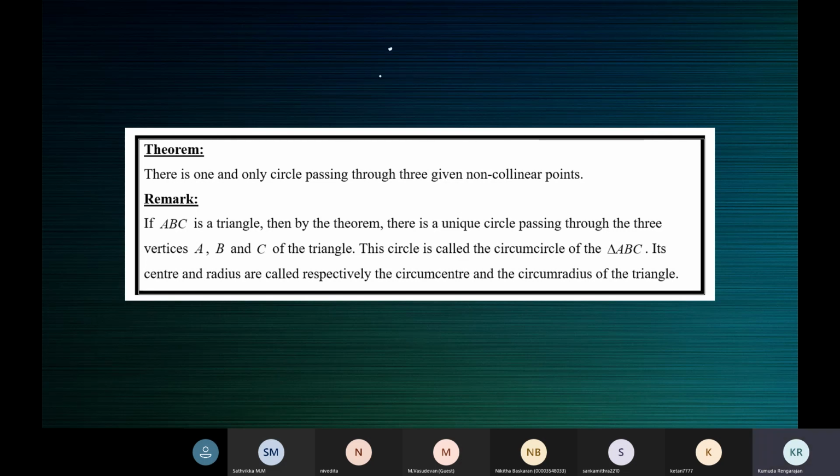And what did we understand? When we have 3 non-collinear points, there is one and only one circle that can be drawn passing through them. When you join the points, you can form a triangle, and that circle is called the circumcircle. Its center is called the circumcenter, and the radius of the circumcircle is called the circumradius. Like we say center, circumcenter; radius, circumradius; and the circle is called the circumcircle.